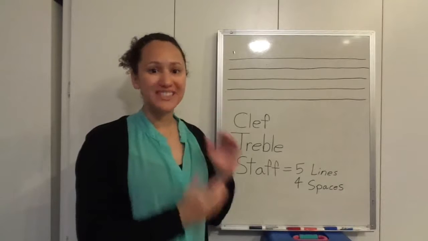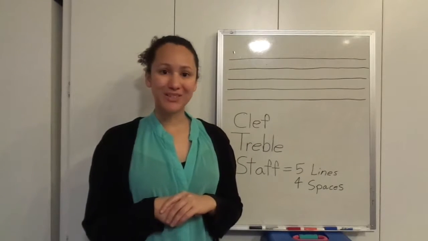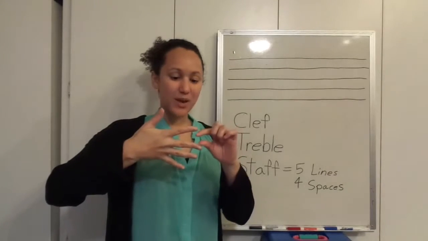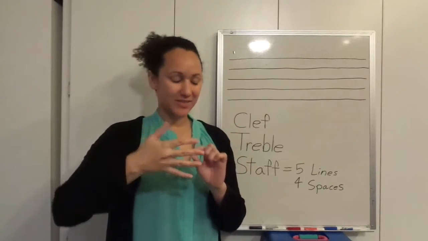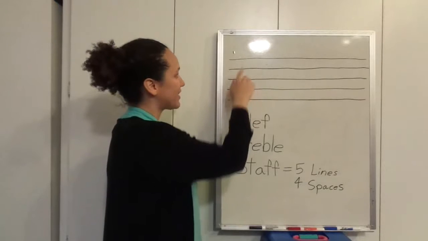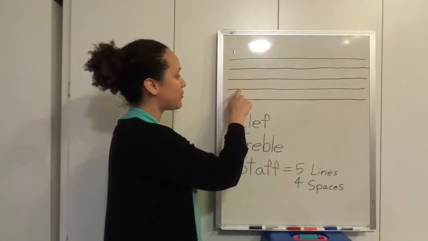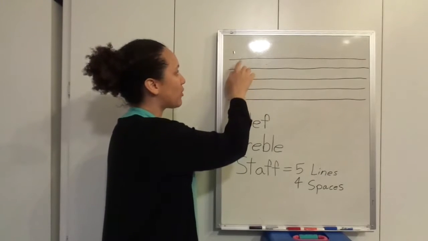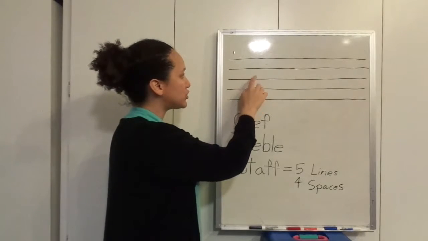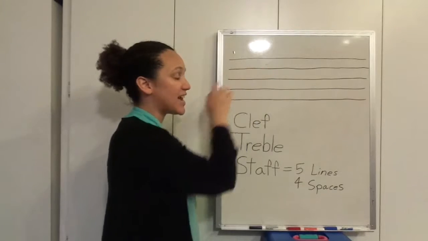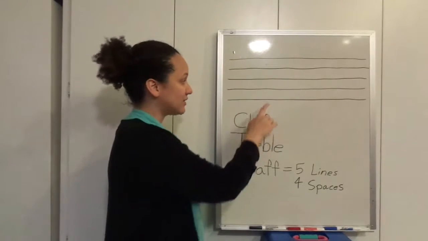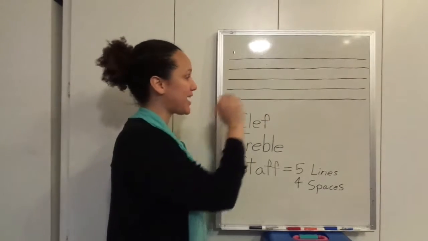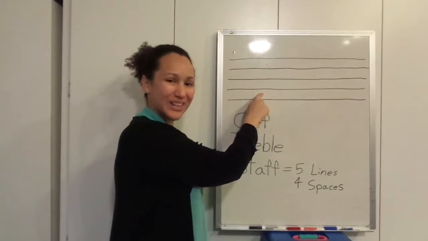First, we use a foundation. This foundation is built up of 5 lines, and in between the lines we have spaces. They look like this. Line 1, 2, 3, 4, 5 lines, going from the bottom up, and 1, 2, 3, 4 spaces. If a note is on a line, then we call it a line note. If a note is on the space, we call it a space note.